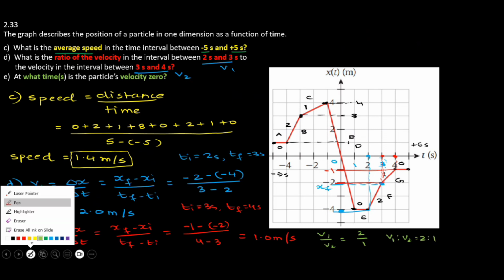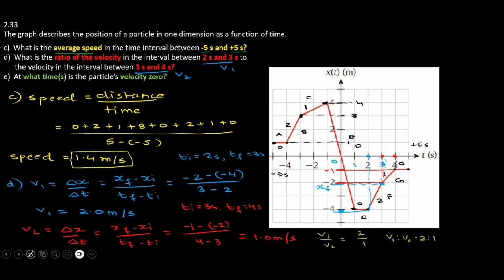Now let's solve part E. I will solve part E on the top here, write E here. The last part is asking us, at what time is the particle's velocity 0? Now the particle velocity will be 0 in the region where the position of the object is not changing. Whenever the position is not changing, that means displacement is 0. And if displacement is 0, velocity will also be 0.